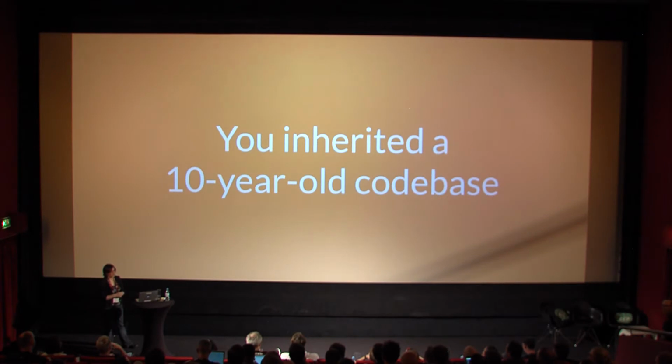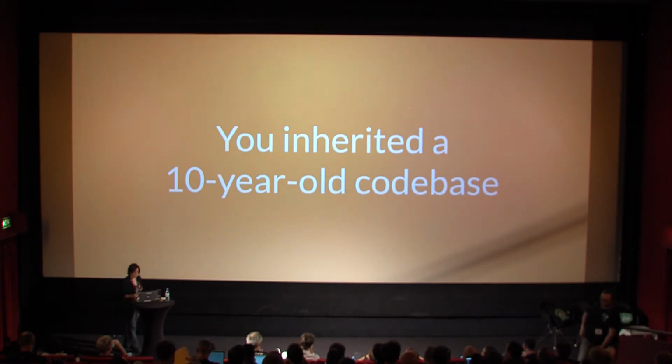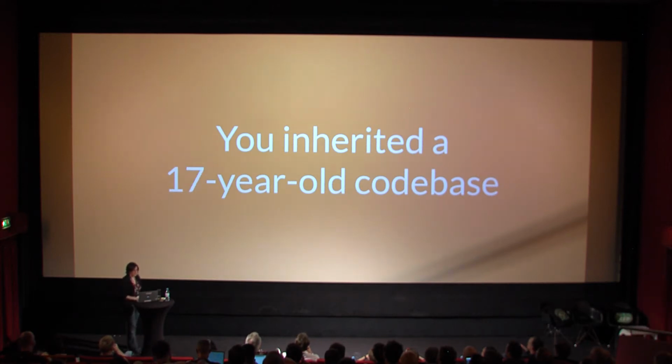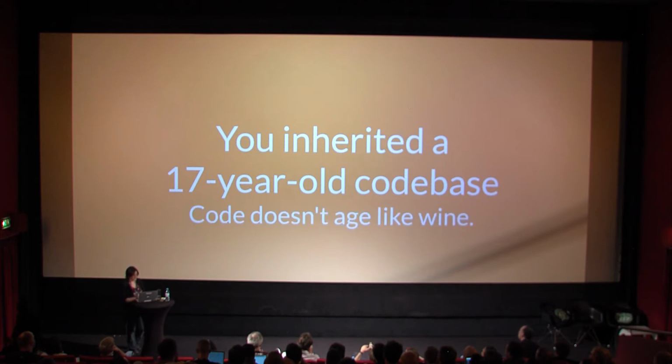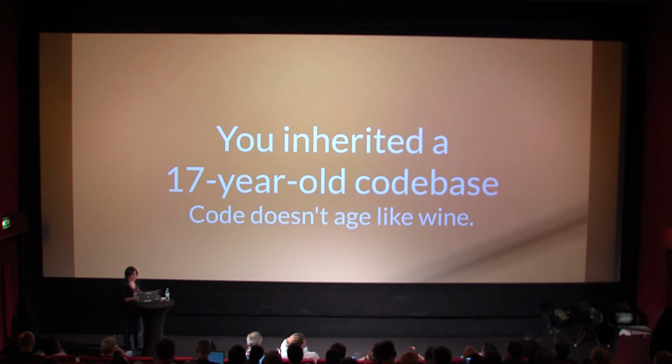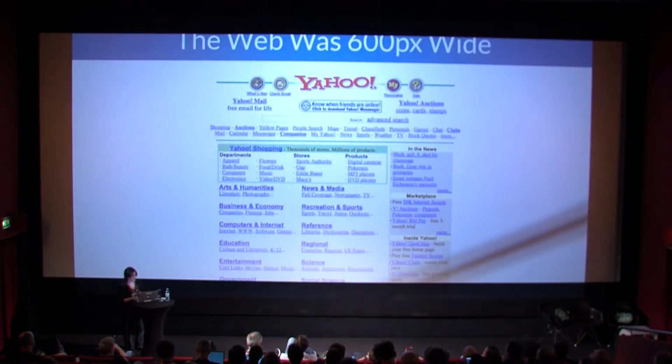Let's say you inherited a 10-year-old code base. Or maybe it was a 15-year-old code base. Or maybe even 17. But here's the thing about code. It doesn't age like wine. More like cheese, it gets to stink. I mean, it doesn't break in itself, but with time you start to see the flaws as you build around it.